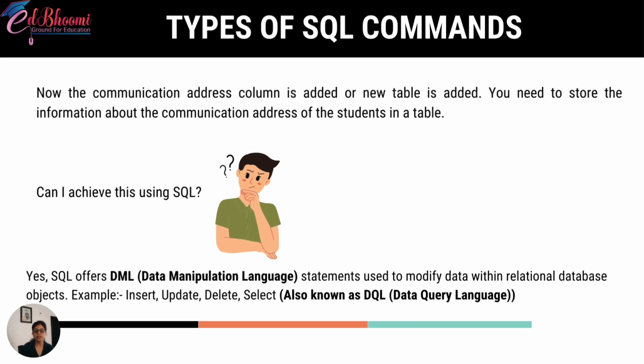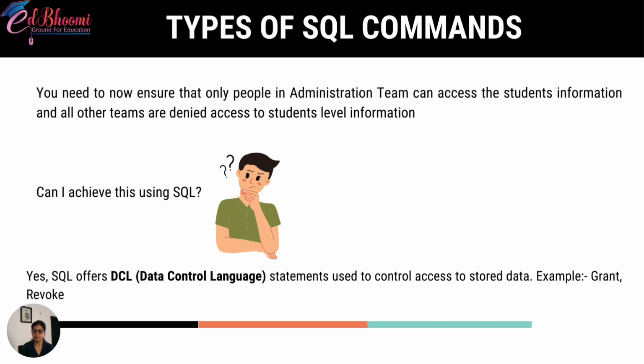So now through the DML statement, which is data manipulation language, you can modify the data within the relational database. For example, you can insert, update, delete, or select any information given or not given in the table. It is also known as DQL, which is data query language. The third type of command, let's go with the use case.